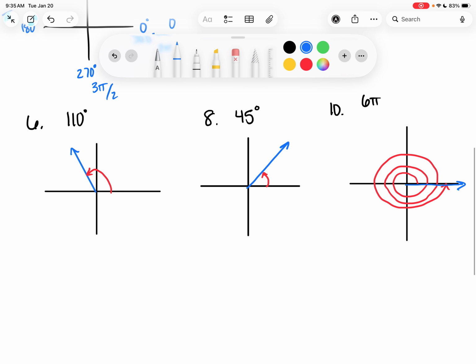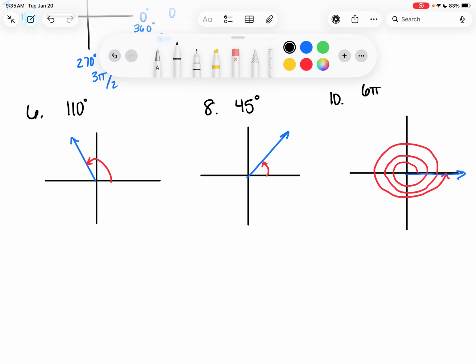The next thing says to find coterminal angles. And it wants a positive one and a negative one. So coterminal angles are angles where essentially the values of them would be equivalent. It's just that the angle itself is bigger or smaller. So what that means is I could look at it this way.